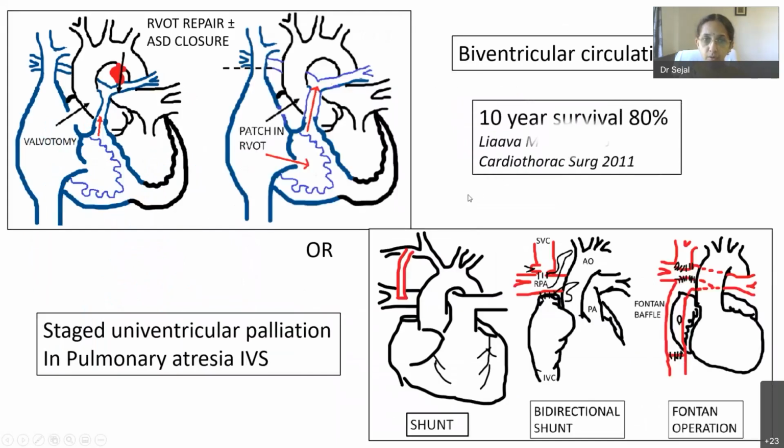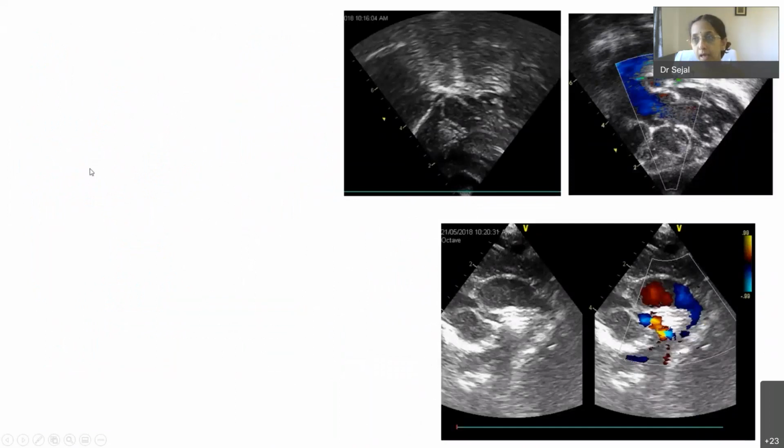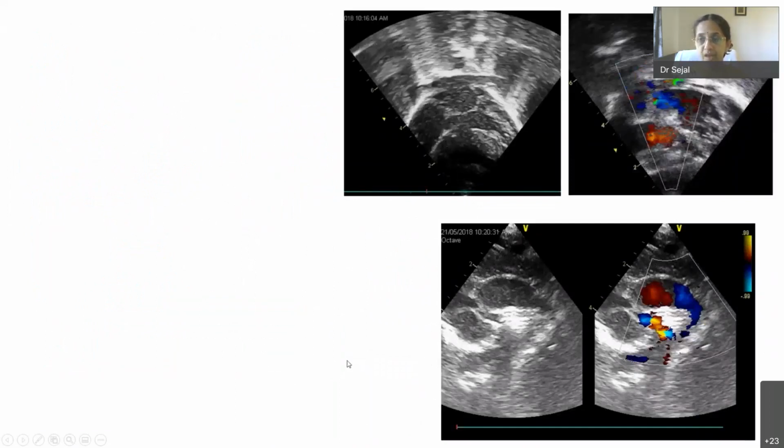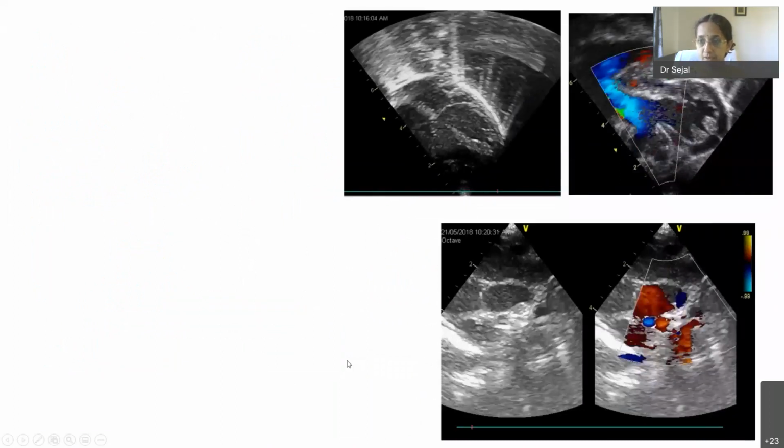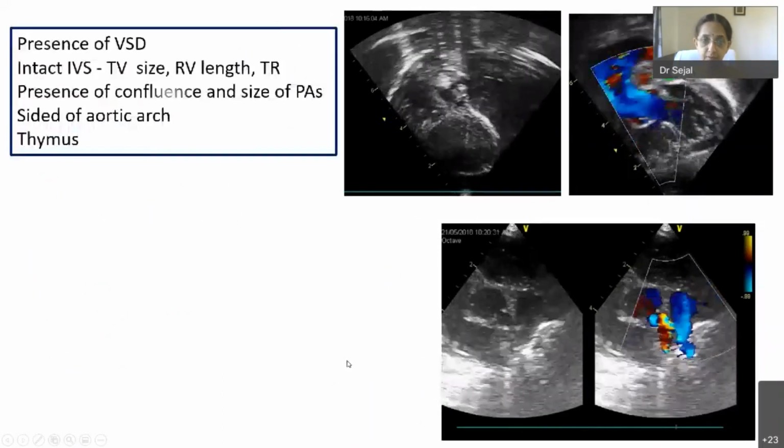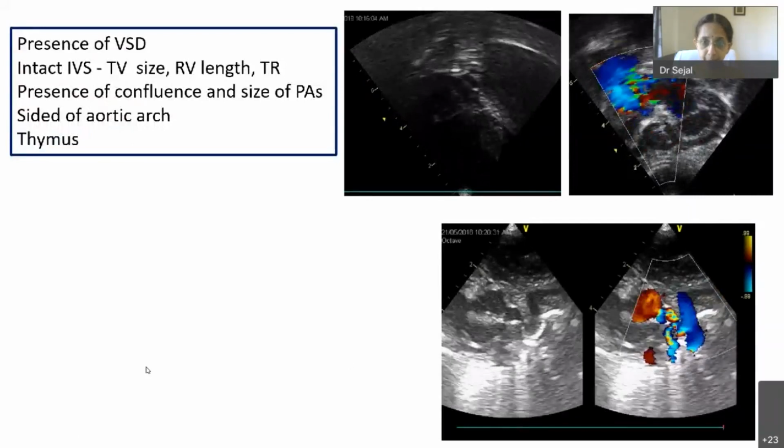So I think I will not go into the detail of this. And here also you have a very similar long-term future in case I have a biventricular repair. But for a univentricular, I would say it's not going to be as equal as a biventricular repair. So whenever I see a pulmonary atresia in fetal life, these are the thoughts I should have.